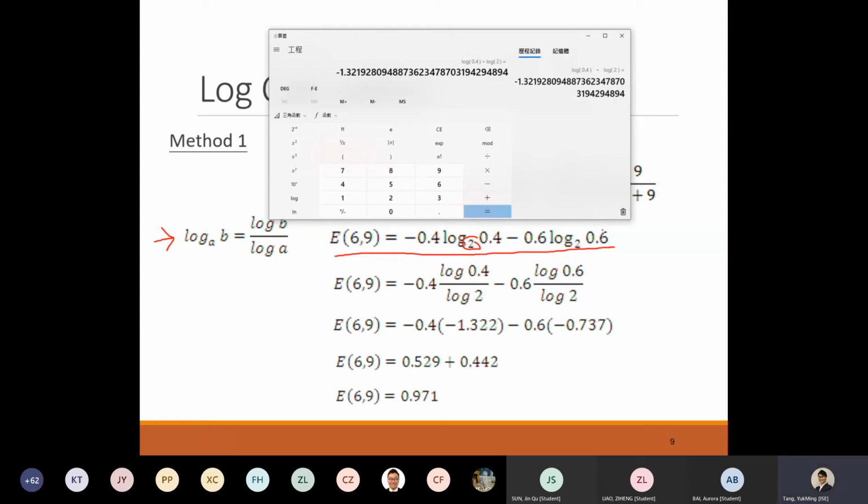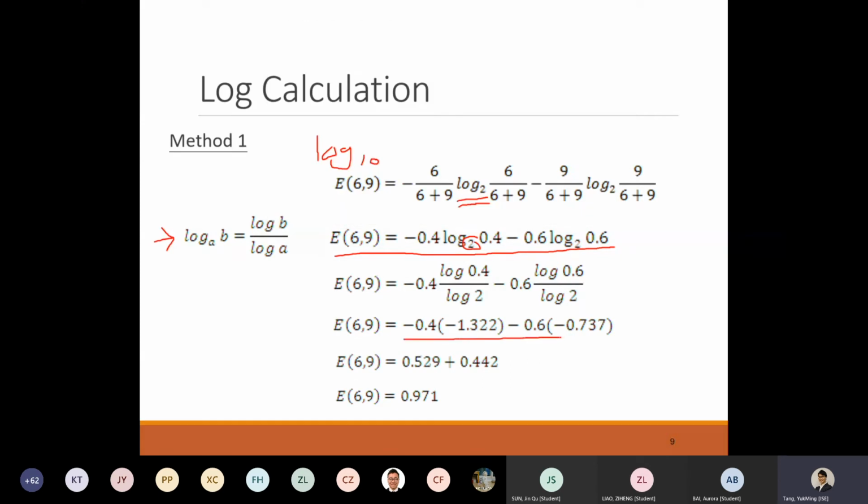Okay, and then we calculate the value of log 0.6 over log 2. 0.6 log over 2 log equals, okay, so the value is minus 0.737. Okay, we got this one.